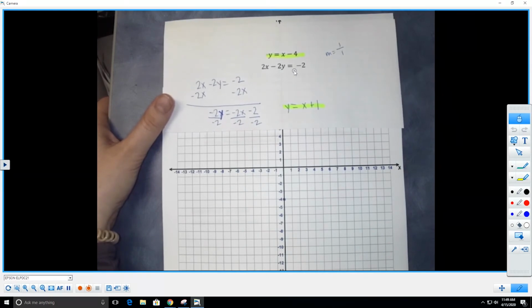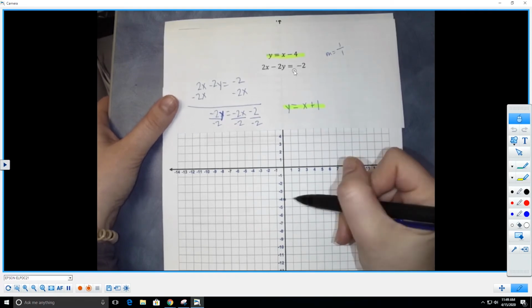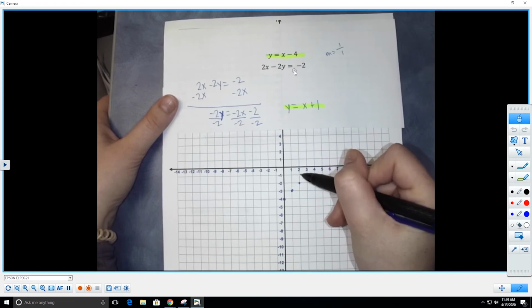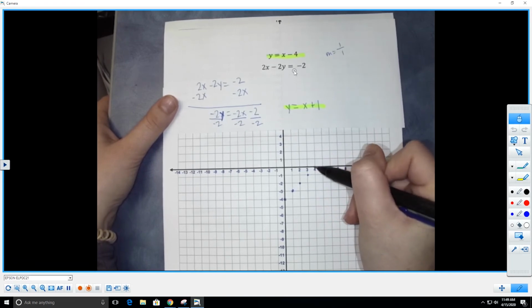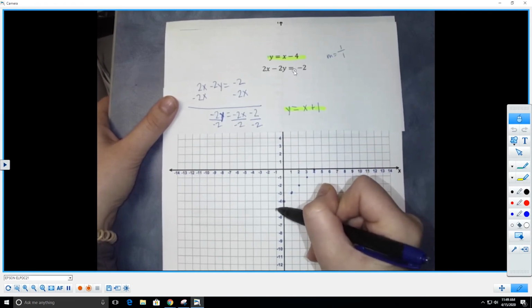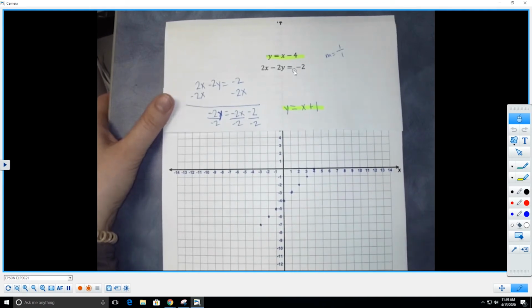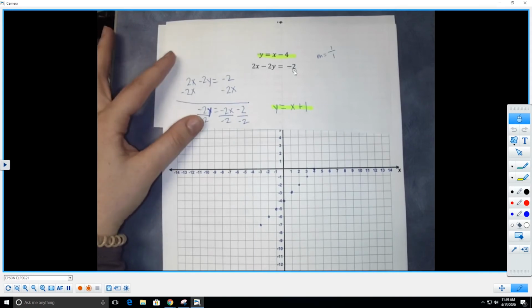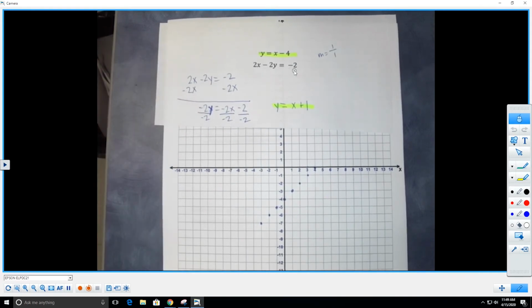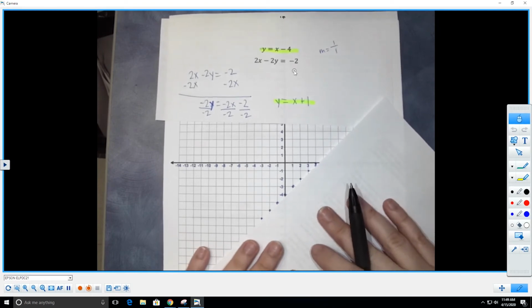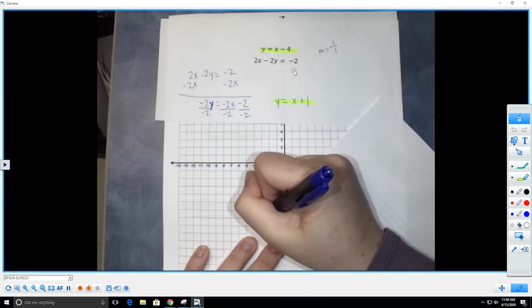Let's plot the next point and then connect the points with a line. So we rise 1 and we run 1. And I'm going to continue to do so in both directions so I can extend my line. We will use a straight edge or an edge of the paper to connect those 2 points, or to connect all of these points on the line.